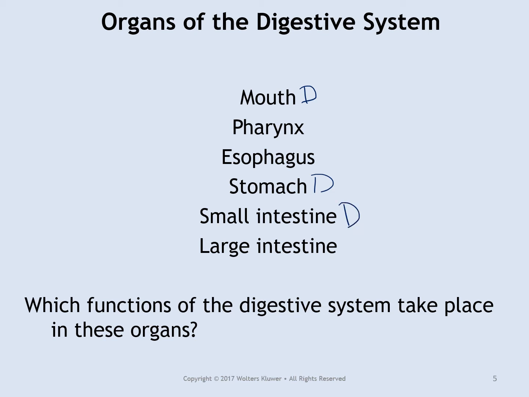Absorption is mostly the small intestine. We see a little of it in the large intestine. Actually, we see a little bit of it in the stomach too. Alcohol tends to be absorbed through the stomach. This is why you get sloshed a little faster if you have not had anything to eat. Not that any of you would know that, I'm sure. And then elimination occurs in the large intestine.